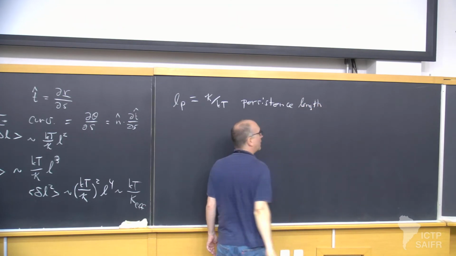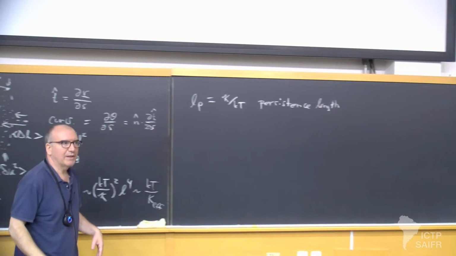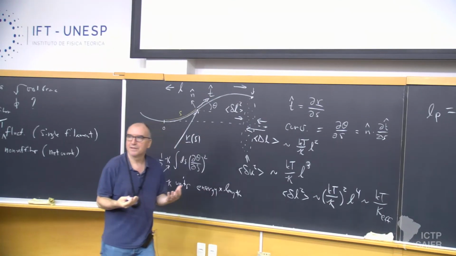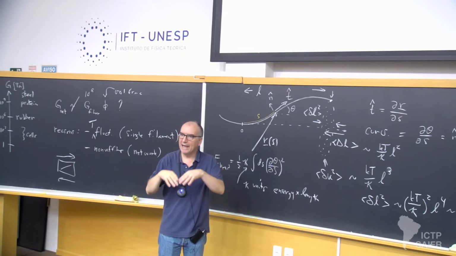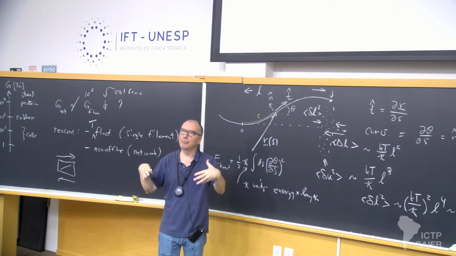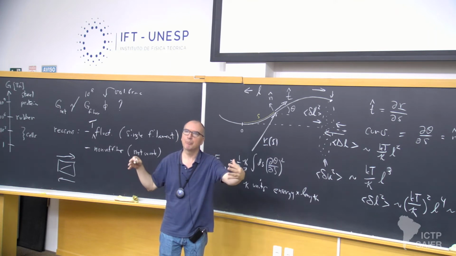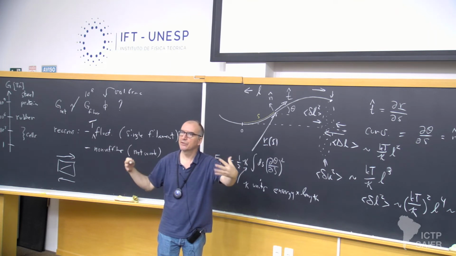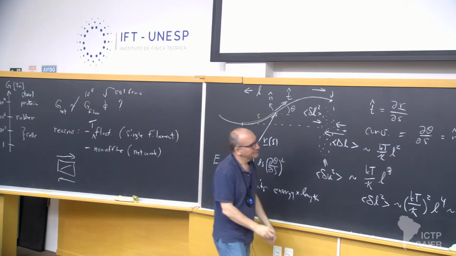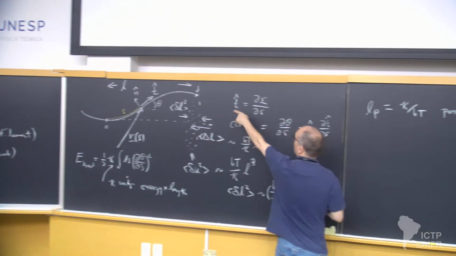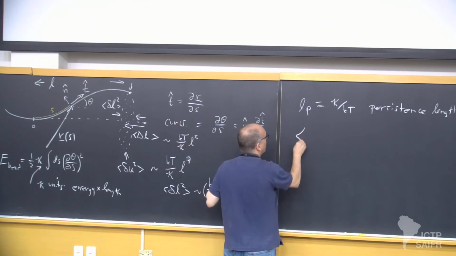So naively, what the persistence length is, is a range over which a polymer, even in the presence of thermal fluctuations, will appear approximately straight. That's the way to think about it. In fact, the more precise thing to do is ask the following question.